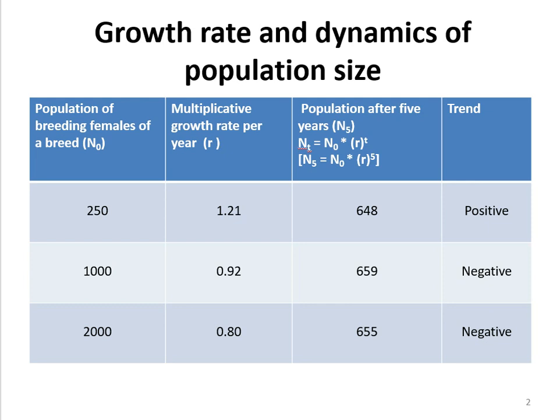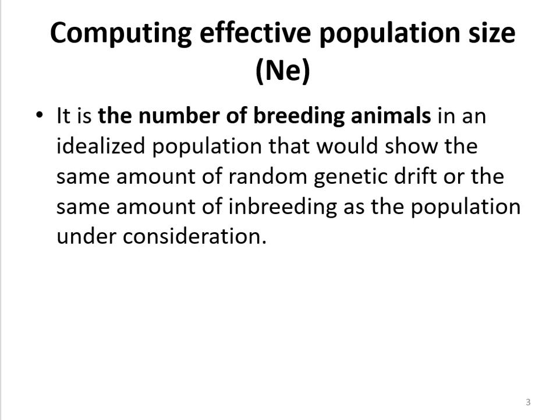Similarly, if we have a base population of 2000 breeding females, and the multiplicative growth rate is even less, 0.8, they will end up at 655 breeding females after 5 years. This growth rate is also negative. So this gives us a bit of an idea of how a population growth trend is calculated.